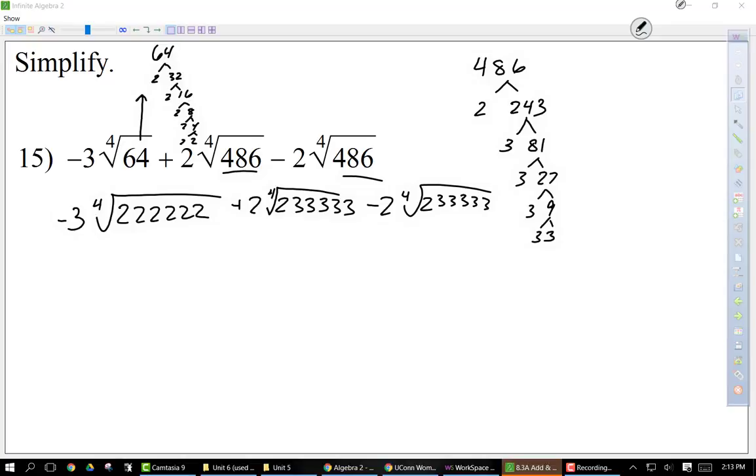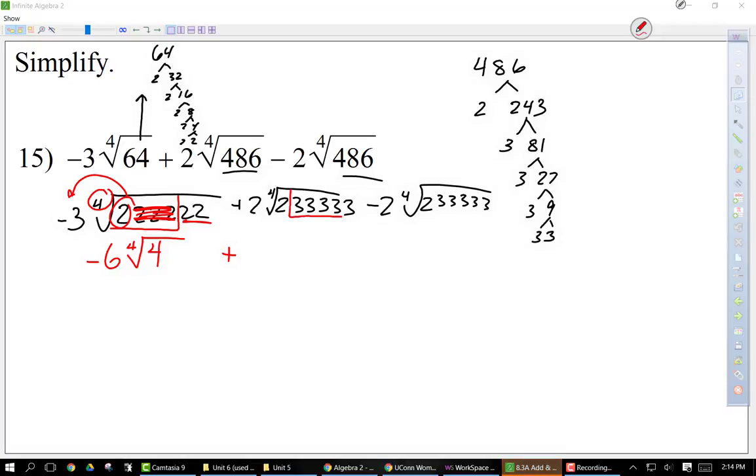Boom goes the dynamite. Now let's see what can happen. Because this is a 4th index, that means I need 4 numbers that are the same. 1 pops, the other 3, they got forgotten at Kmart. The 2 popped out. Becomes a negative 6, 4th root of 4. How did I get 4? 2 times 2. Plus, I need 4.